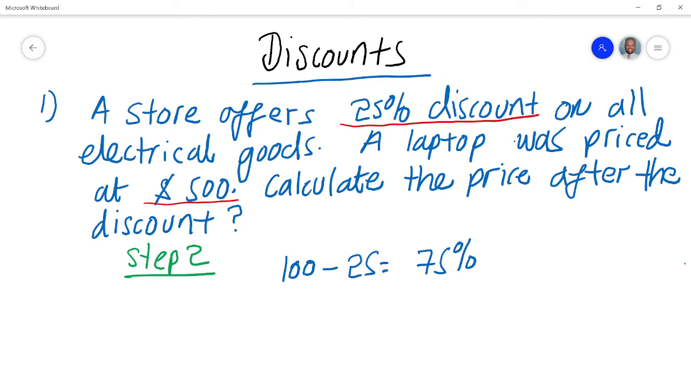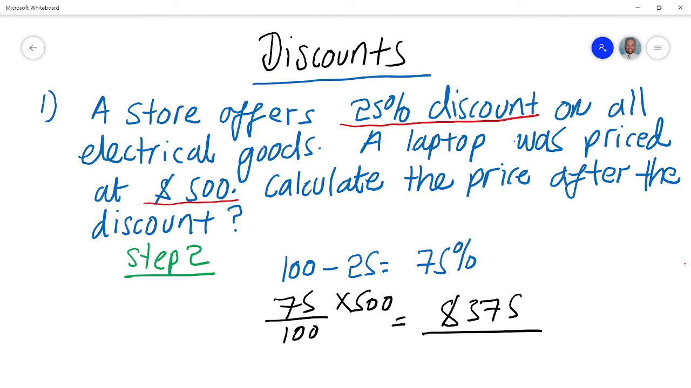And what that would be is 75 over 100 times 500, and you're going to be getting the same value of 375. All right, so 75% of 500 is going to give you $375. So you're going to get the same answer. So what's the difference between step 1 and step 2? With step 1, you actually get the discount amount as your intermediary step, whereas in this step, it takes you straight to the answer, especially when it asks you to find the final price.